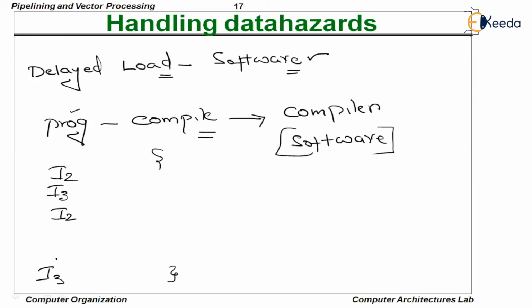But one additional advantage with the delayed load is, these three delayed slots can be filled up by some independent instructions. I will tell you how. For an example, I9 is an independent instruction. I10 is another independent instruction. I11 is another independent instruction. So what the delayed load technique does is, the program is going to get compiled, and the additional code within the compiler is going to identify the dependencies between these instructions.